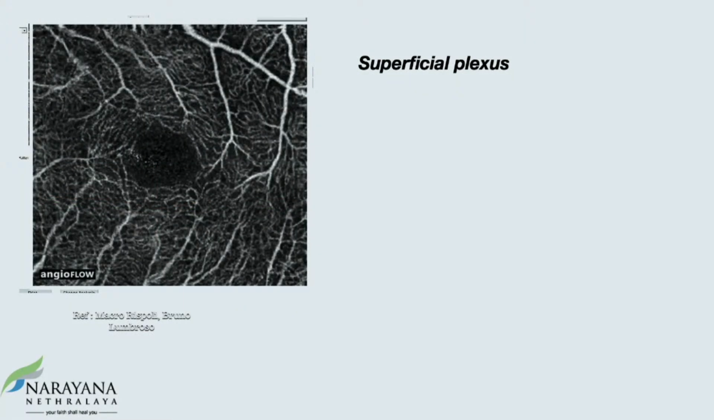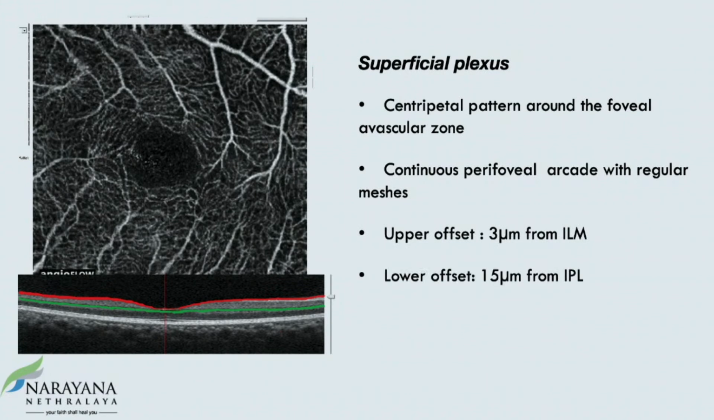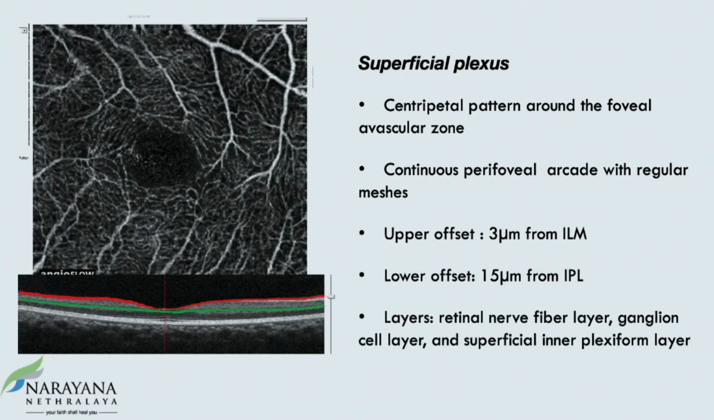So, how do you identify that it is a superficial plexus? Basically just look at how the blood vessels are distributed. Suppose somebody just gives you this image, how do you know it is a superficial plexus? It is because it has a centripetal pattern of the foveal avascular zone. Around that you see the blood vessels are centripetal. You have a continuous perifoveal arcade with regular meshes. The offset is from the ILM to the IPL. What layers you can actually see here are the RNFL, the ganglion cell, and the superficial inner plexiform layer. So, if you can tell these many points about the SCP, it is more than enough.